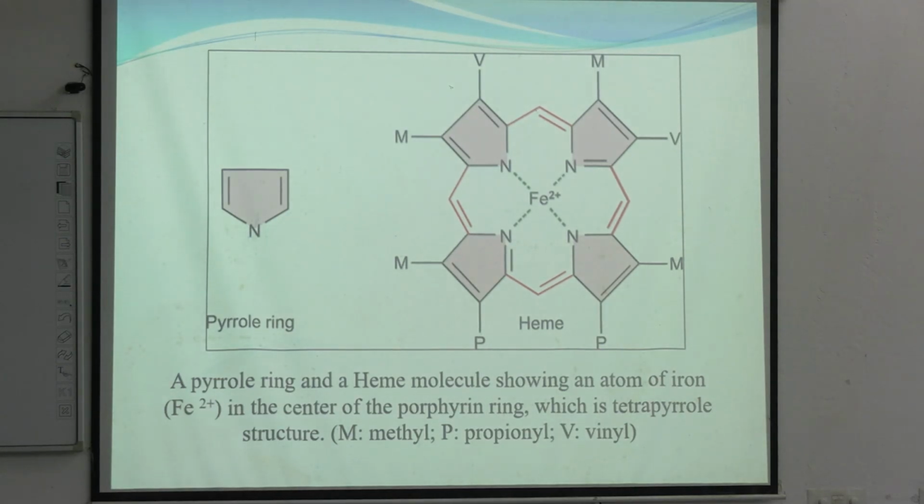So four pyrrole rings are linked by methylene groups with each other, forming a tetrapyrrole ring structure known as porphyrin. When the substituent groups or side groups are in asymmetric order in side group numbers 7 and 8, it will come under porphyrin group 3. When it is symmetrical, it will come under porphyrin group 1.